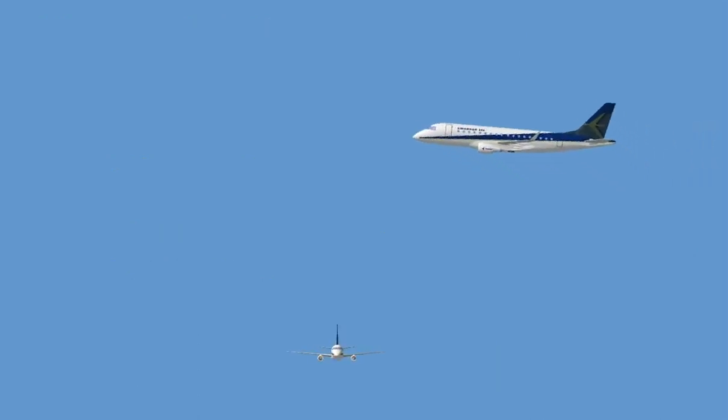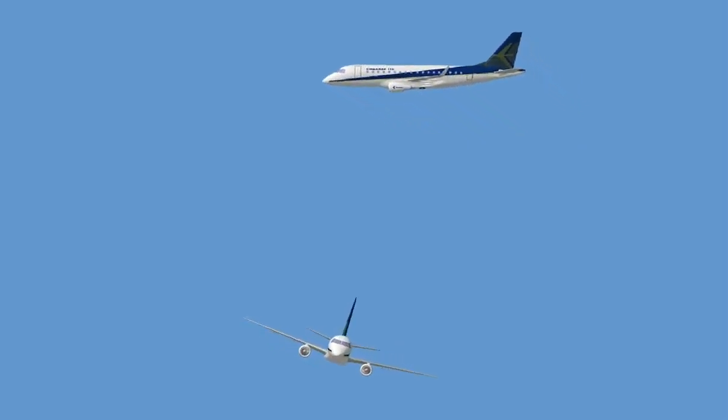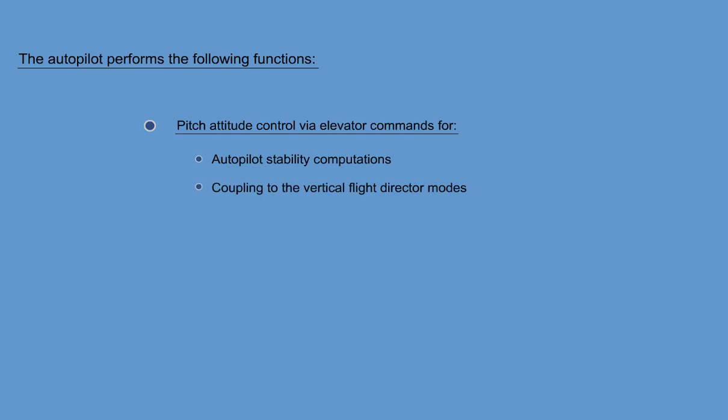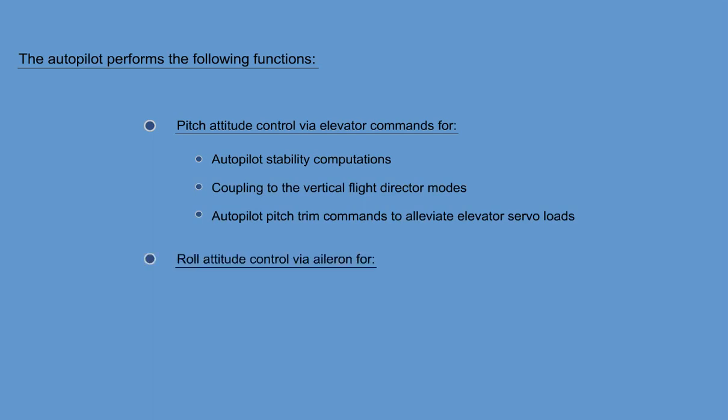The autopilot provides automatic flight path and roll control of the aircraft. The autopilot performs the following functions: pitch attitude control via elevator commands for autopilot stability computations, coupling to the vertical flight director modes, autopilot pitch trim commands to alleviate elevator servo loads, roll attitude control via aileron for autopilot stability computations, coupling to the lateral flight director modes.